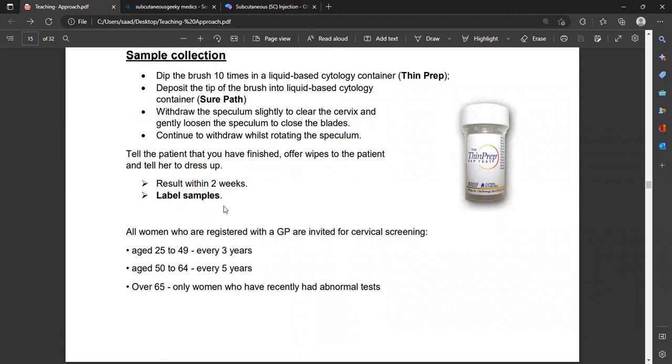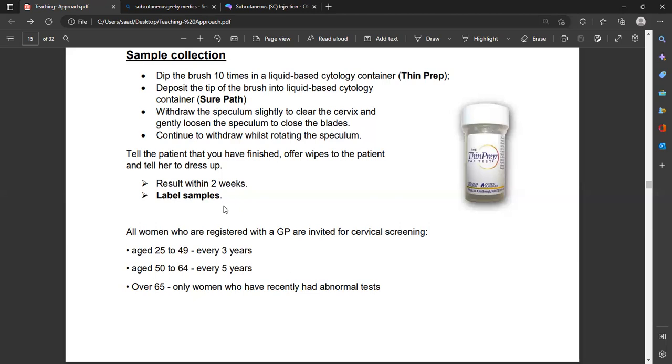It just reminds me of a question. There is a scenario in PLAB 2 where the doctor lost the patient's blood samples, and he forgot to label those blood samples. So now the doctor has to make excuses or say sorry to the patient. There's a scenario like this in the PLAB 2 exam. You better know that. So that's why labeling is important.